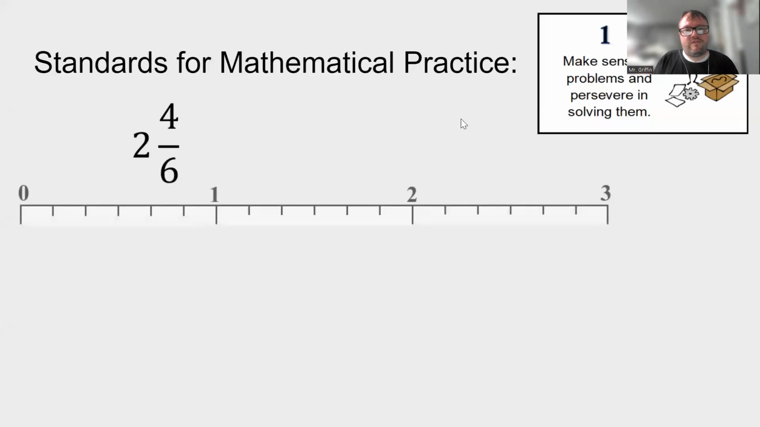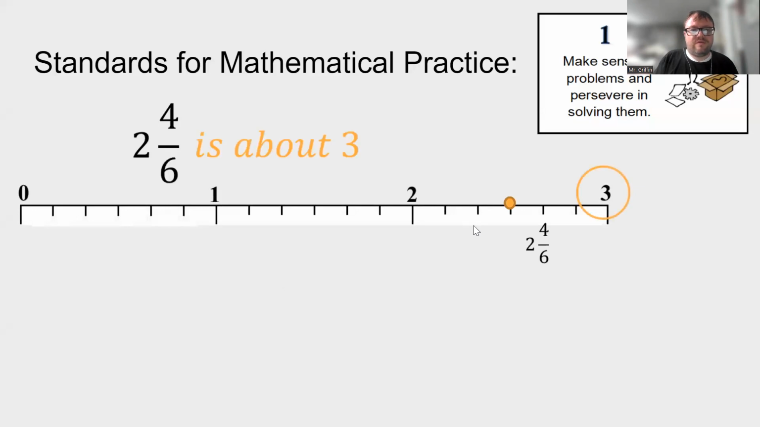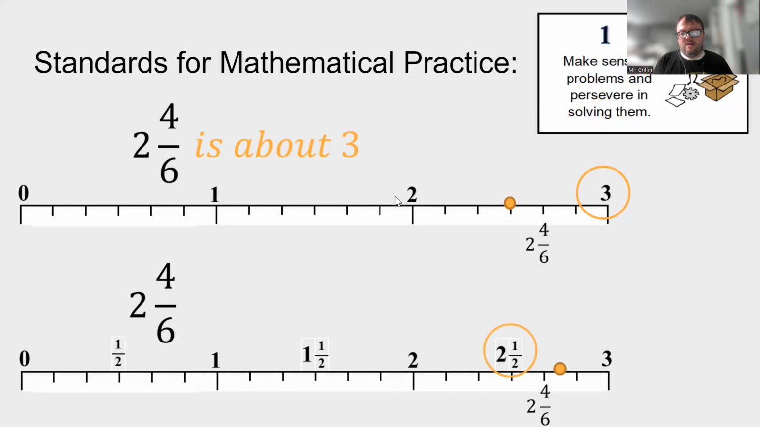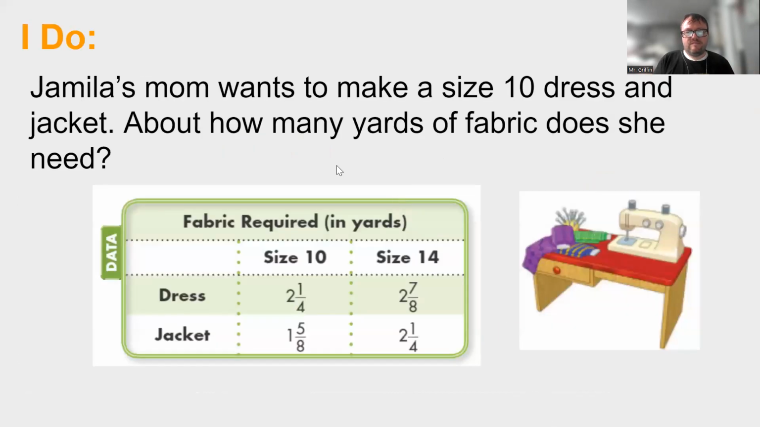So we have 2 and 4/6, which is right there, and 3, which is right there. 2 and 4/6 is close to 3. Okay. They're close to each other. And you can see that it's actually closer to 2.5.